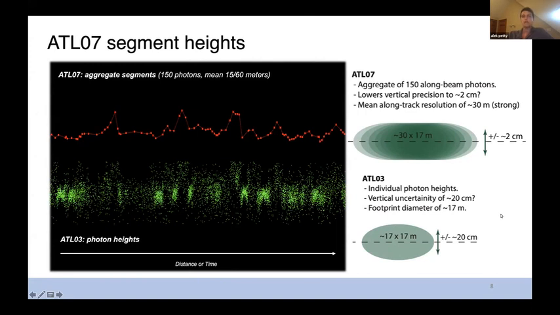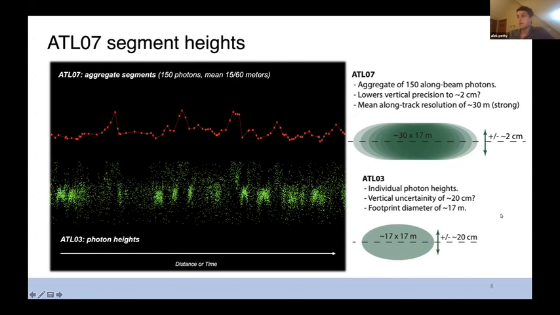A key thing to consider is that because we do this photon aggregation, the photon rate isn't uniform, right? A shiny reflective surface is going to have a higher photon rate than a darker, less reflective surface. So over shiny surfaces, we have high photon rates, and it takes less time, or a shorter track distance, to aggregate 150 photons. So that means, unfortunately, with ATL7, we have this complicated variable resolution data set.